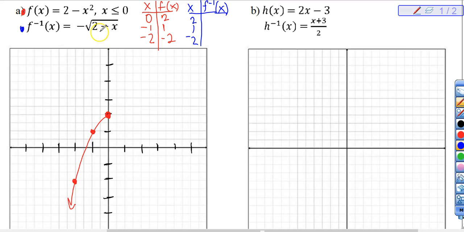So the square root is 2 minus 2 is, square root of 0 is, and the opposite of 0 is 0. Okay, I got it. So that looks good. 0, 2, 2, 0. I like it. Let's plug in a 1. 2 minus 1 is, square root of 1 is, opposite of 1 is, I like it. 2 minus negative 2 is 2 plus 2. Square root of 4 is, opposite of 2 is negative 2. Oh, those look like inverses to me. So let's graph them. 2, 0. 1, negative 1. 2, negative 2.